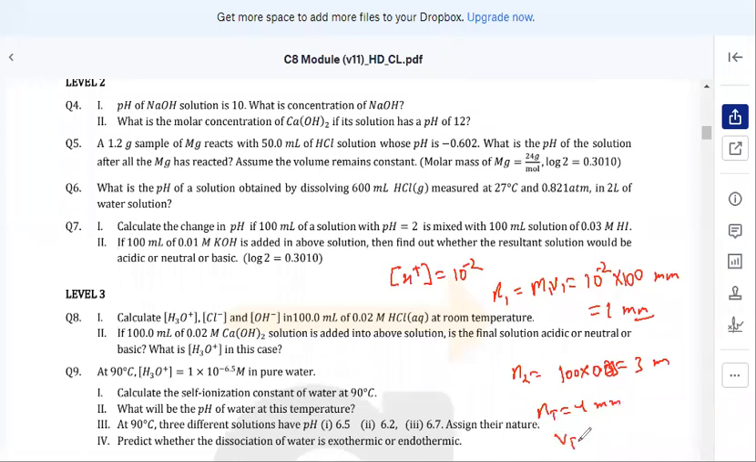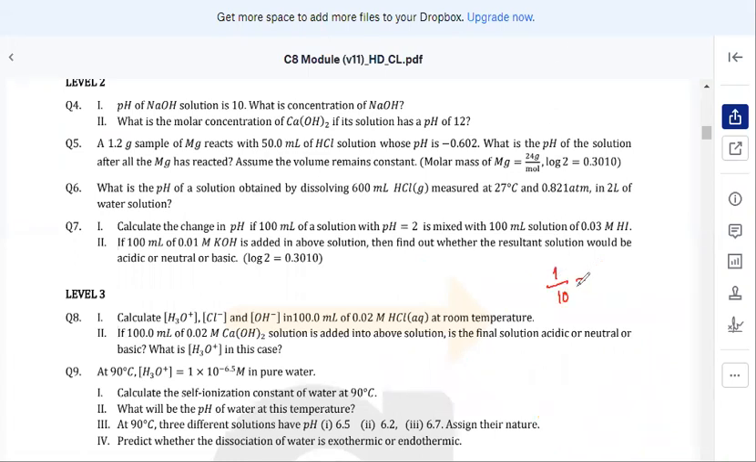And V total is equal to how much? 100 plus 100, 200 milliliter. So concentration of H plus final is equal to 4 by 200, because millimoles and milliliter will cancel each other. So tell me, how much? 1 by 50, right? Got it? So 1 by 50 can be written as 2 into 10 to the power minus 2, just multiply by 2. Got it, everyone?